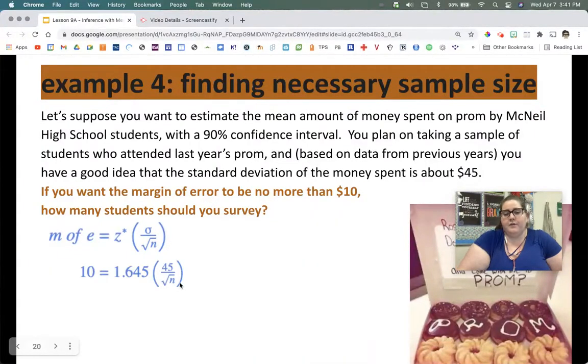n is what I'm solving for. So I'm going to plug all that in. So 10 was my margin of error that I wanted. 1.645 is my z star for 90% confident. 45, and then square root of n is what I'm solving for.